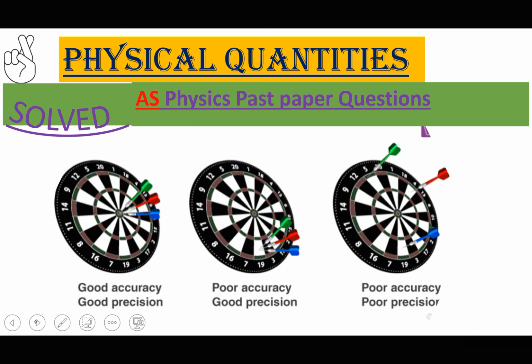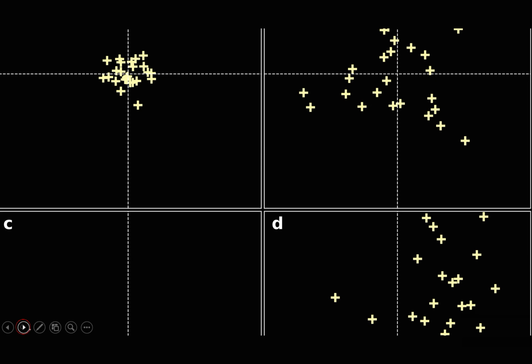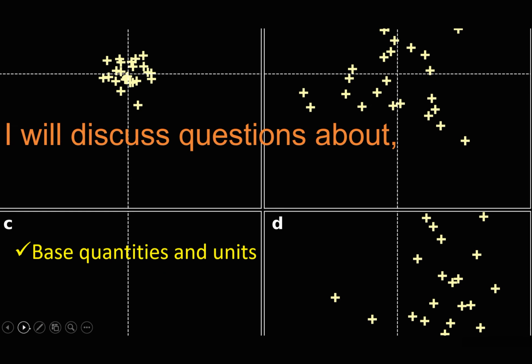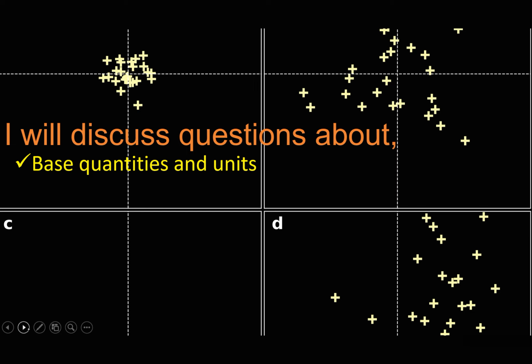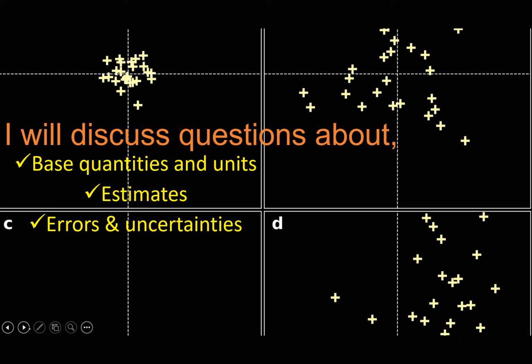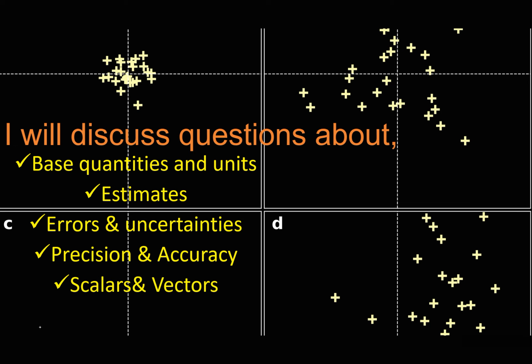So today I want us to discuss the simpler questions of AS Physics, in this part on physical quantities and units, or physical quantities and measurements. In this unit we expect to discuss questions about base units or base quantities and units. You expect to see questions about estimates, errors and uncertainties, precision and accuracy, scalars and vectors, and so many more.